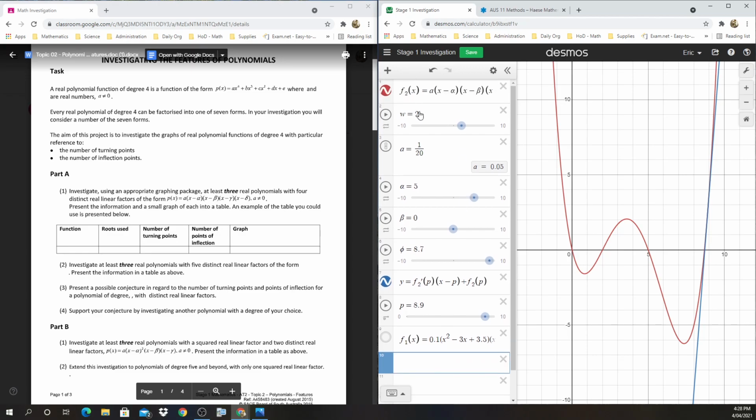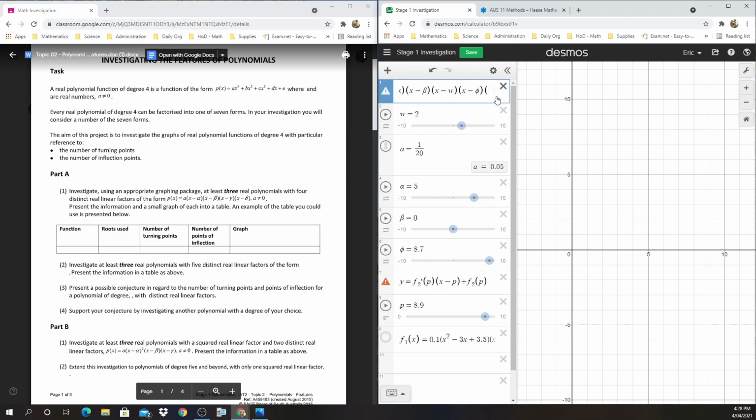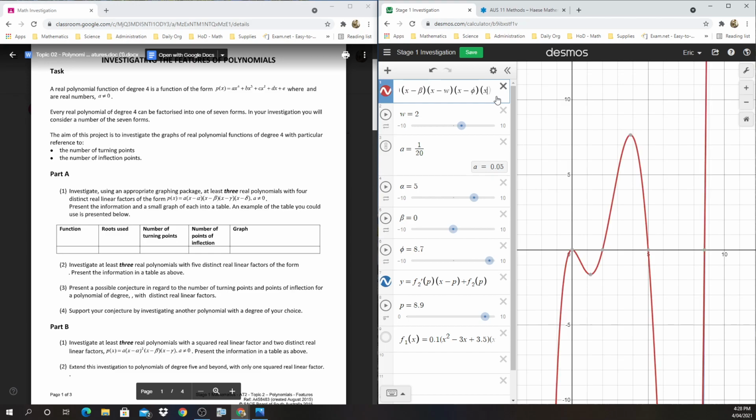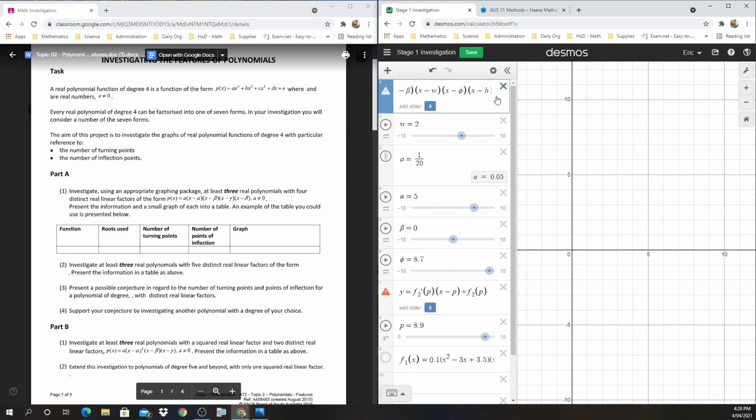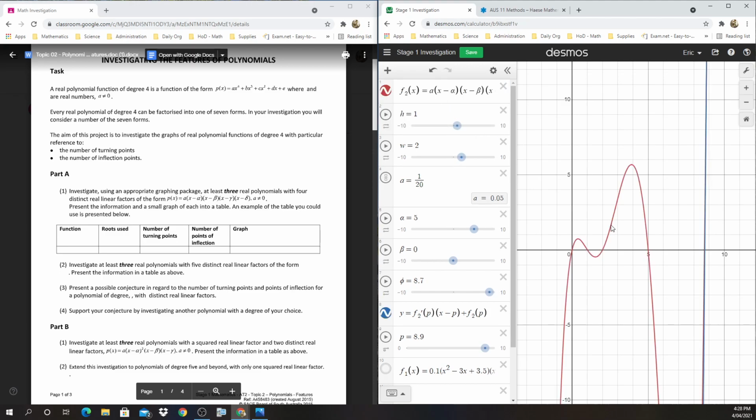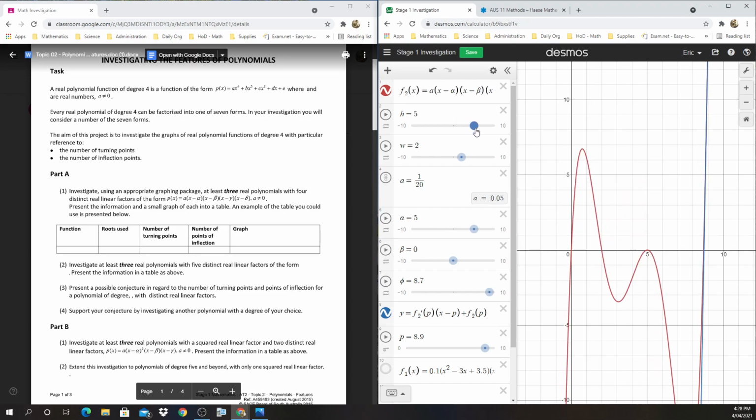So let's go, and I'm going to make up, you know what, I'm just going to add to this. Why not? I'm going to say x minus h, and add a slider for h. Yeah, sure, why not? And we'll do that. Okay. All right. So you notice here, I'm going to, okay, h is 1. Okay, let's do something like that.